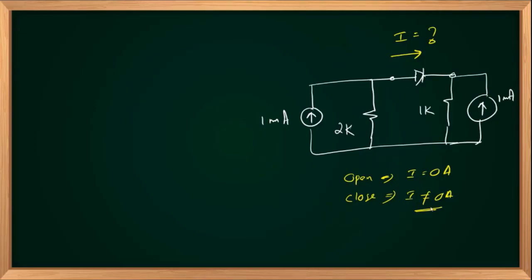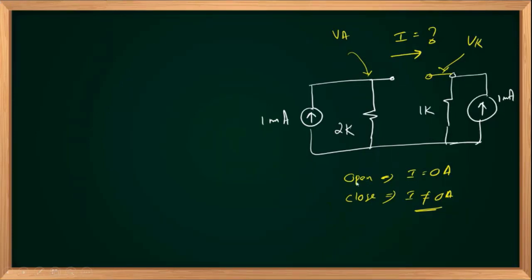To identify the status of the diode, our conventional procedure is to open the diode, identify the anode voltage, and identify the cathode voltage. If V anode is greater than V cathode, the diode is forward biased. When it is forward biased, you can replace it with a short circuit, right?